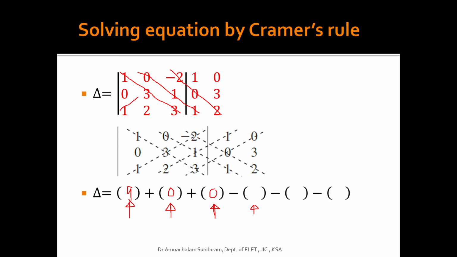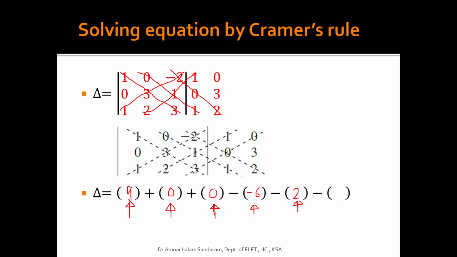So 1 into 3 is 3, 3 into 2, minus 2 is minus 6. So we have to put minus 6. How do you get the value of this parenthesis? Multiply these numbers, 2 into 1 into 1. So what is 2 into 1 into 1? It is 2.